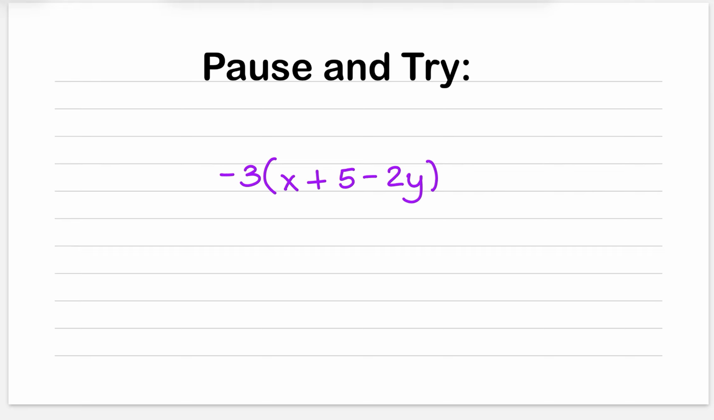I'm going to use the arrow method. Negative 3 times x is negative 3x. Negative 3 times 5 is negative 15. Negative 3 times negative 2y is positive 6y.